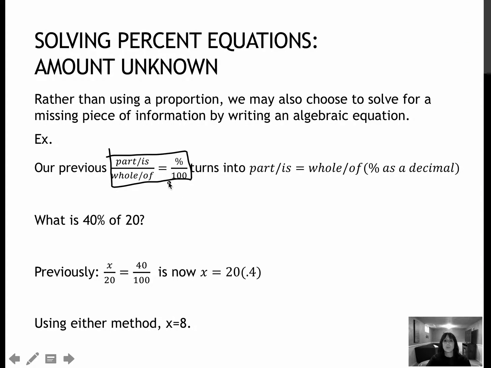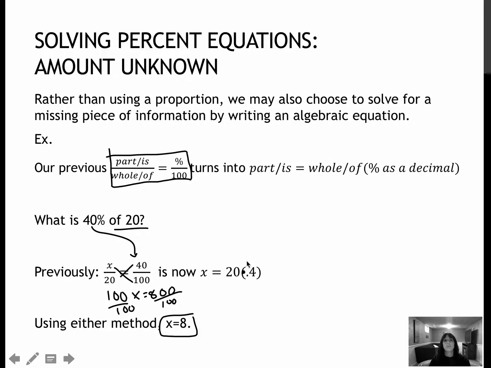If we turn that into an equation, it's the part equals the whole times the decimal, or the whole times the decimal equals the part. It makes sense. So if what is 40% of 20? Normally I would say percent goes over 100. It's of 20, so 20 is on the bottom, and then I would cross multiply. That's 100x equals 800, and then divide to get x is 8.